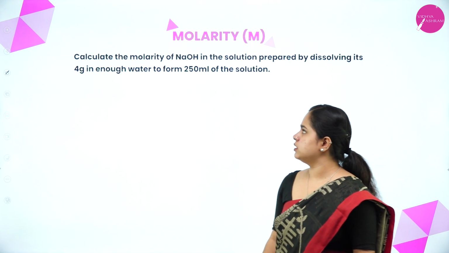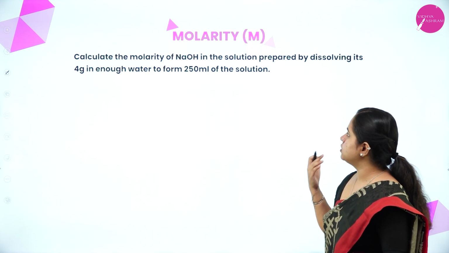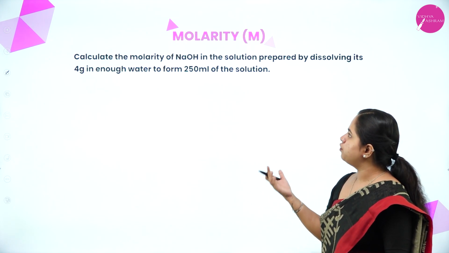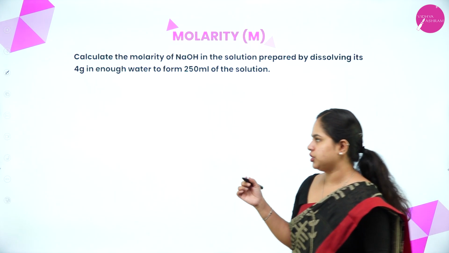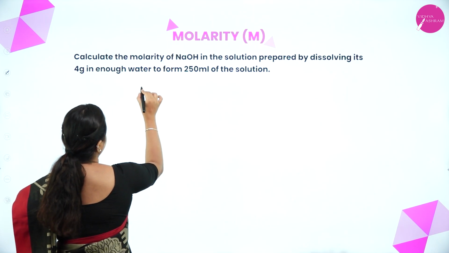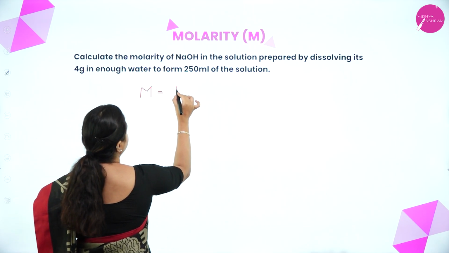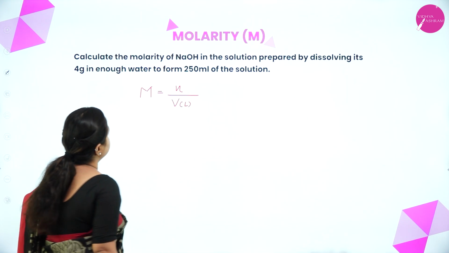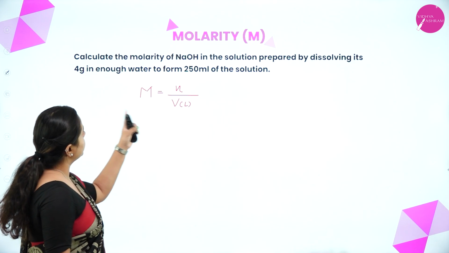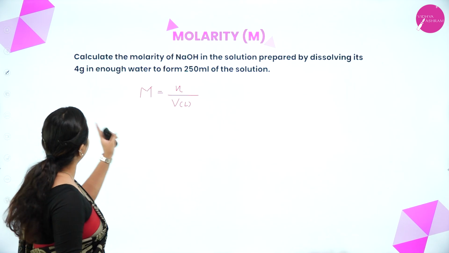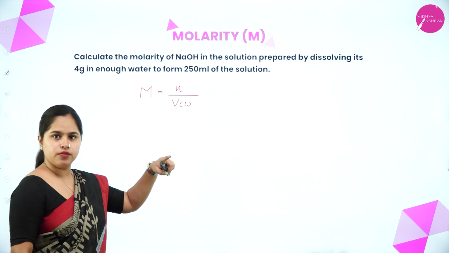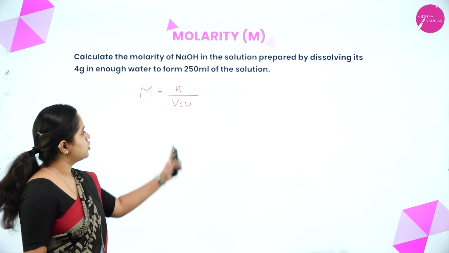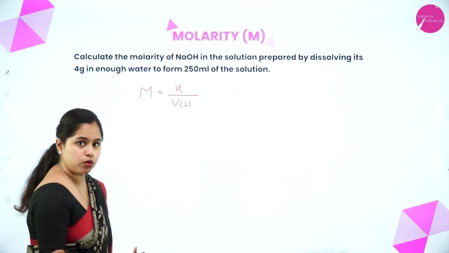Now let's do a question on this. Calculate the molarity of NaOH in the solution prepared by dissolving its 4 gram in enough water to form 250 ml of the solution. So what is the equation that we know? Molarity is equal to number of moles by volume of solution in liters, right? So what is given here? Number of moles is not given here. You have to find out the number of moles.